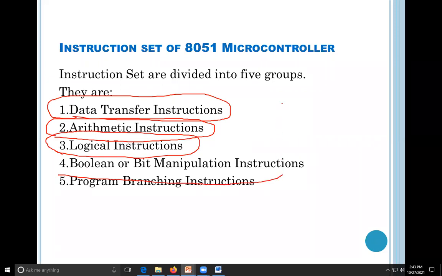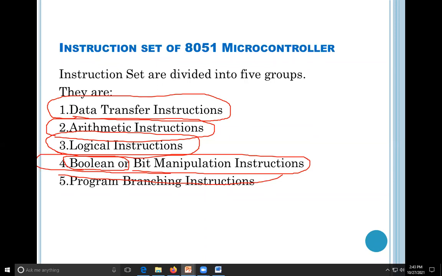See, in the 8085 all the instructions work on 8 bits, not on a single bit. Here, bit manipulation means you have to work with a single bit. So these are the boolean and bit manipulation instructions. Boolean algebra, you know, in digital techniques there is a boolean algebra.